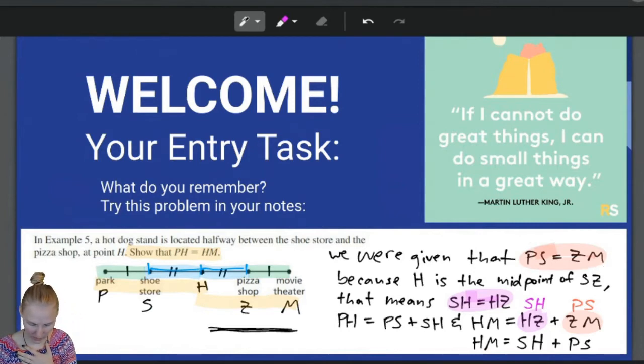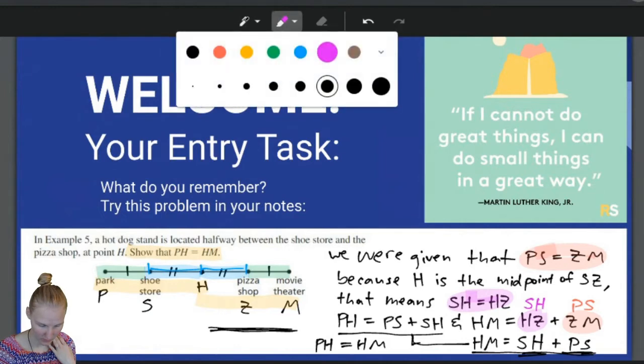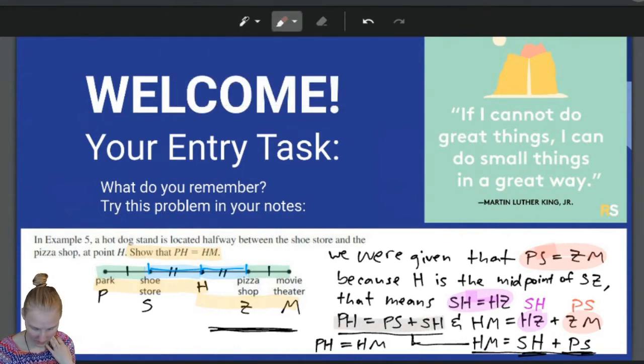Okay. But now look at this. PH equals PS plus SH, and HM equals PS plus SH. So when you put these two together, this means that PH equals HM, because they equal the same thing. So HM and PH are equal to the same thing, which means that they must be equal.